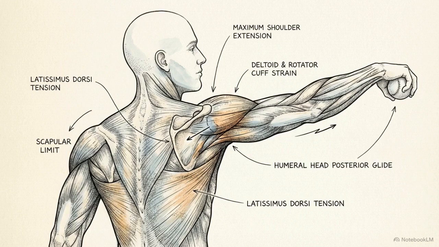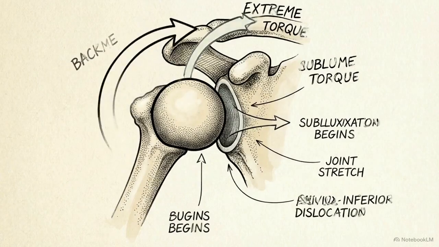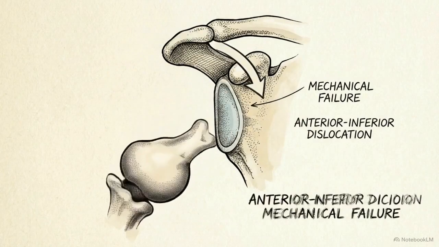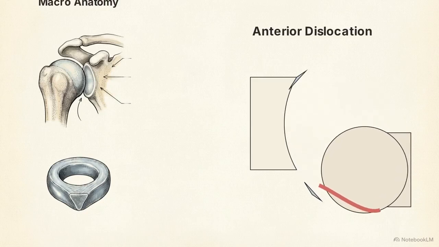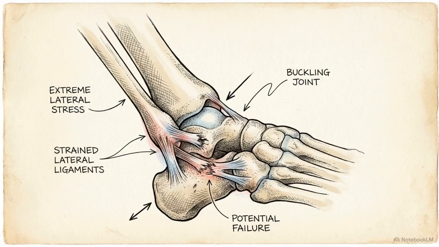Take the extreme mobility of the shoulder. When the arm is forced into severe abduction and external rotation, like a highly torqued throwing motion, the humeral head is driven forward and downward, easily slipping out of the shallow glenoid. This specific anterior dislocation often results in a Bankart lesion. This is a physical tearing of the inferior glenohumeral ligament and the anterior labrum, the cartilaginous rim that was supposed to deepen the socket.